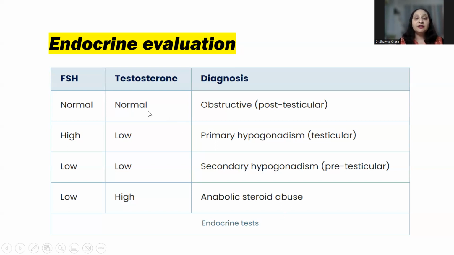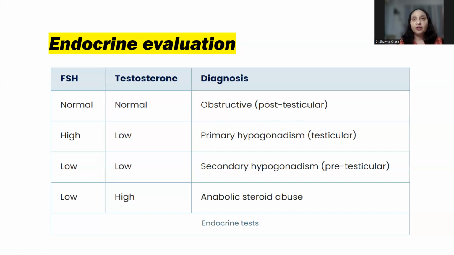Now, looking at these two values, you can see to which category you belong. Now, why it is important to look at this category, right? Now, look at these options. Obstructive. So, there is a post-testicular defect, right?